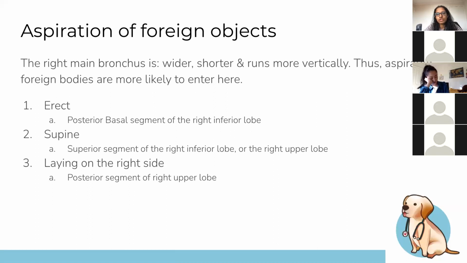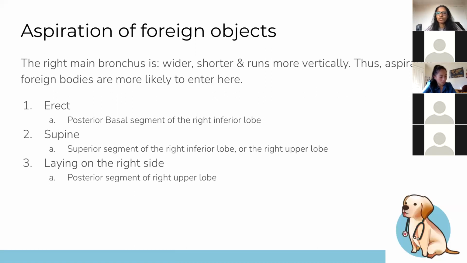If you can imagine being shorter, being wider, and being just more vertical, so gravity really helps you, it means that it's easier for things to go down that way. And because it's the easier pathway, things are going to take it more often. So that's why when you're standing, if you accidentally choke on something or swallow something down the wrong airway, it's going to go to the right inferior lobe. More specifically, it's going to go to the posterior basal segment of your right inferior lobe.